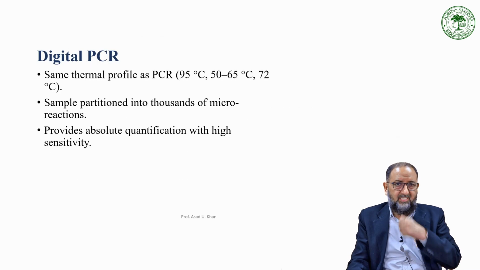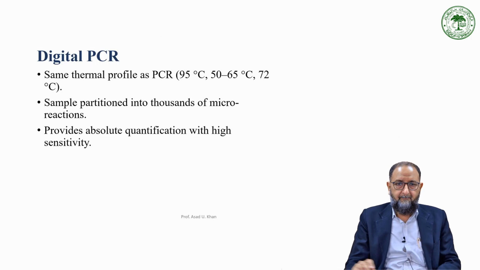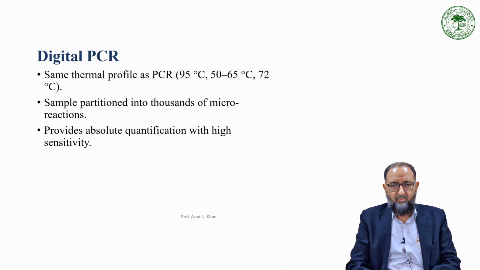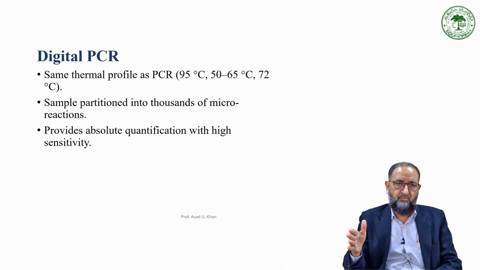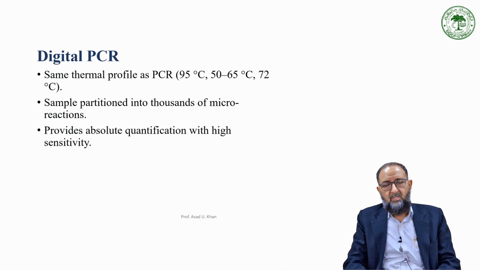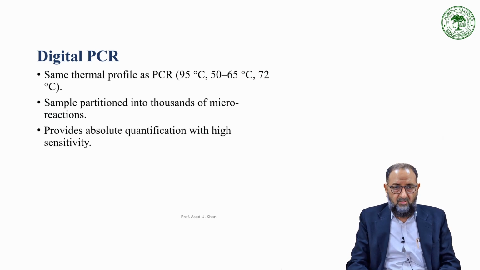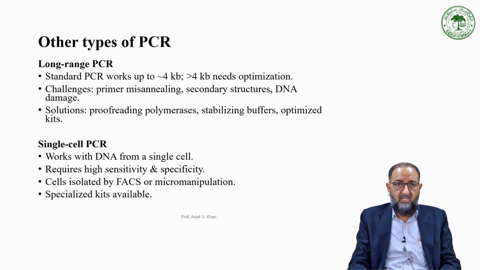Now, digital PCR. The digital PCR has the same thermal profile as PCR: 95 degrees centigrade, then 50 to 65 degrees centigrade, then 72 degrees centigrade again for extension. The sample is partitioned into thousands of micro reactions. A special machine is used for digital PCR, and small micro reactions are made to optimize the conditions. It provides absolute quantification with high specificity and high sensitivity.